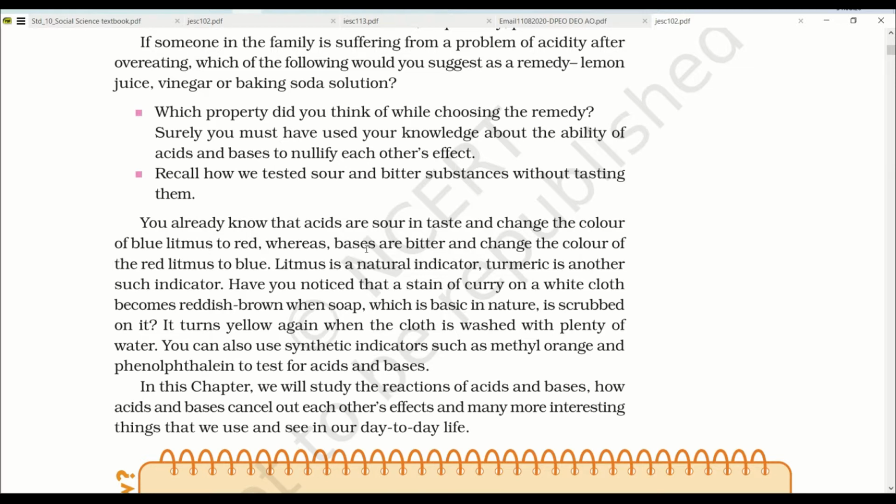You already know that acids are sour in taste and change the color of blue litmus to red, whereas bases are bitter and change the color of red litmus to blue. Litmus is a natural indicator. Turmeric is another such indicator.